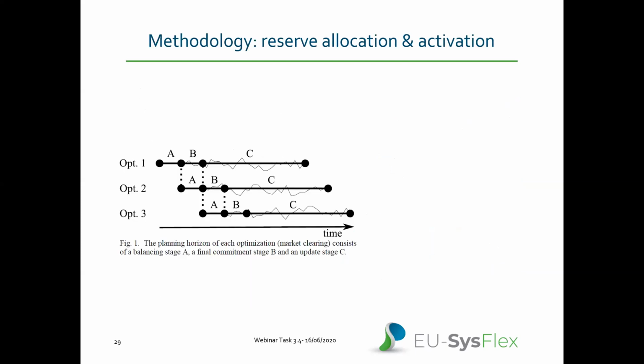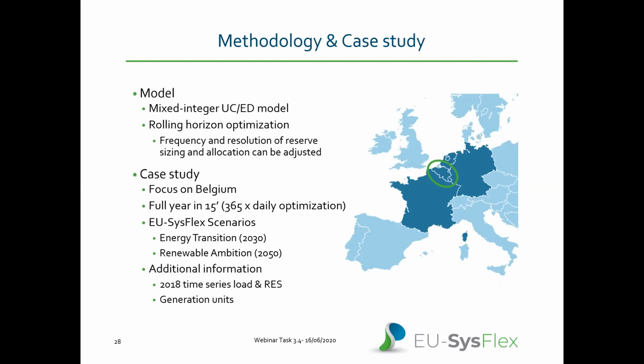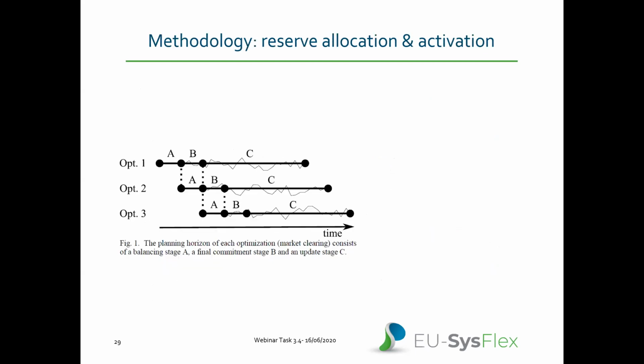Then very quickly on the case study setup. Still this one. So we focused on the Belgian power system. We did a 1-year simulation. We used 2 systems coming from the EU-SysFlex scenario, so the energy transition and the renewable ambition. And we then further made use of renewables and demand time series of the year 2018 coming from the Belgian TSO. Okay, and then we can go to the next slide.